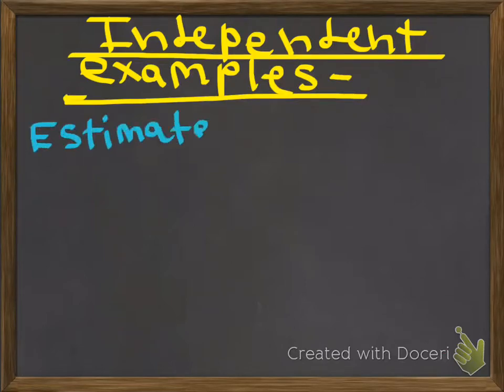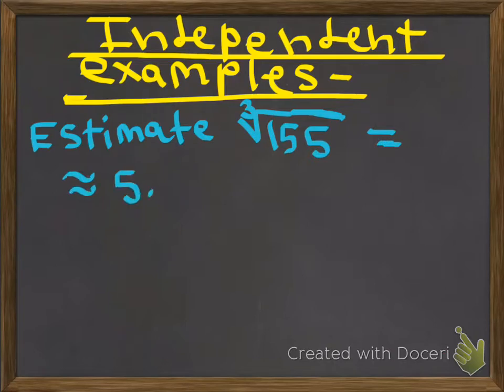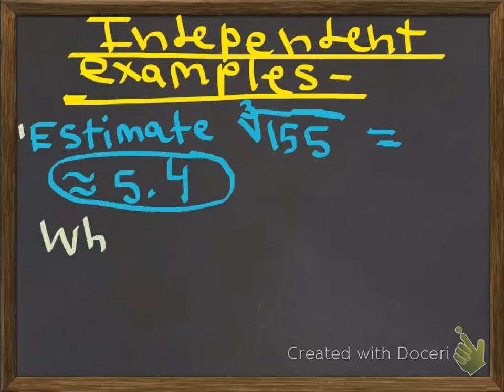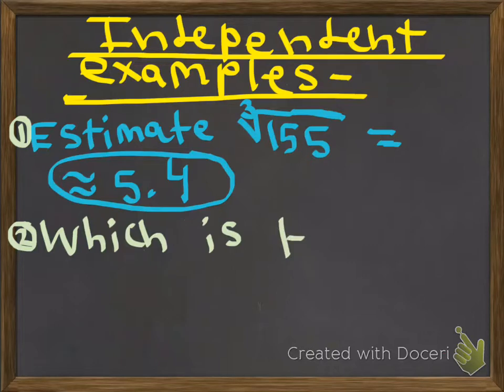The first question is, estimate the cube root of 155. Okay, so make sure to pause the video and take your time to answer it, and you are allowed to use a calculator. So I hope you get it right. Okay, time for the answer. The correct answer is 5.4, to the nearest tenth. If you got it correct, then that means you have mastered the topic of estimating cube roots.